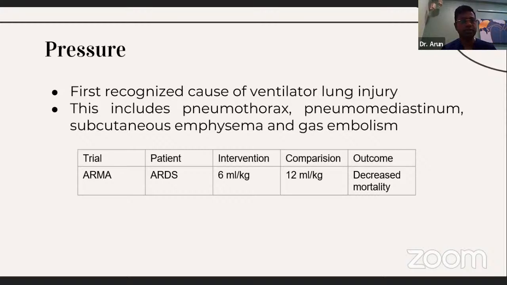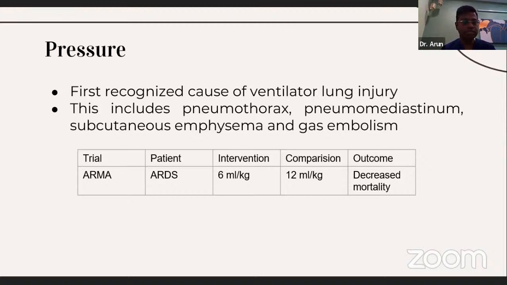This is because when we are targeting volume control, to achieve that volume, how much pressure it requires, and what pressure limit we should target, were not defined at that time. Until the ARMA trial was published in 2000, there was no clear idea.